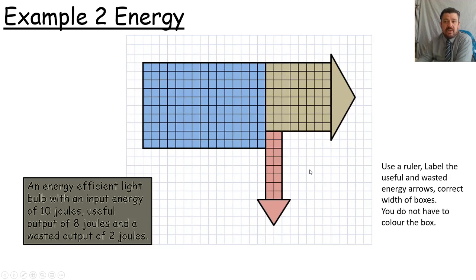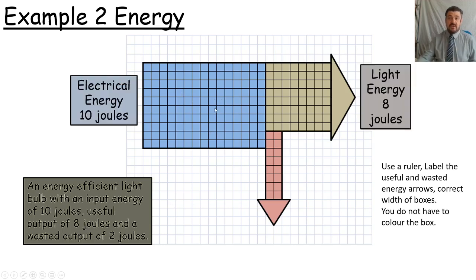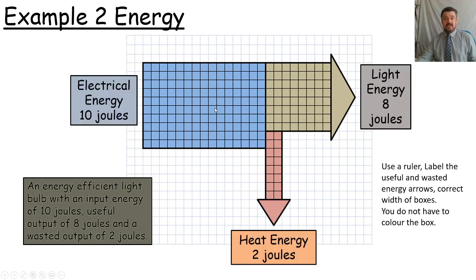Okay. Now, if we applied the same to an energy efficient light bulb with an input energy of 10 joules, useful output energy of 8 joules, and a wasted output energy of 2 joules, it would look exactly the same. The figures are the same. Here's an example of what it should look like with our labels correctly annotated on our diagram.